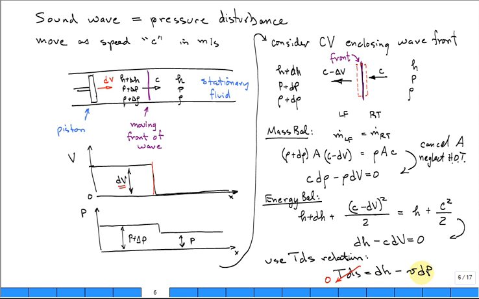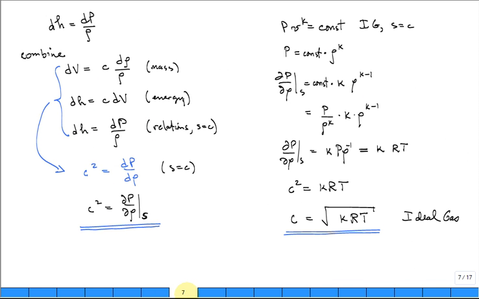A lot of these pieces of the puzzle don't make sense until you put them together, right? So you put these together by combining the mass balance, the energy balance, and that thermodynamic relation for entropy being constant. You get c squared is equal to dP d rho, where s is constant, and that's what we set out to show.